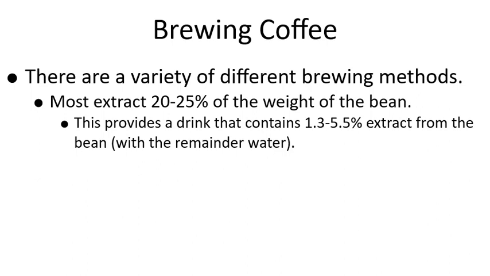As we've seen, there are a variety of different brewing methods. Most of them extract between 20 and 25% of the weight of the bean. This provides a drink that contains 1.3 to about 5.5% extract from the bean, with the remainder being the water that was used to extract that flavor.